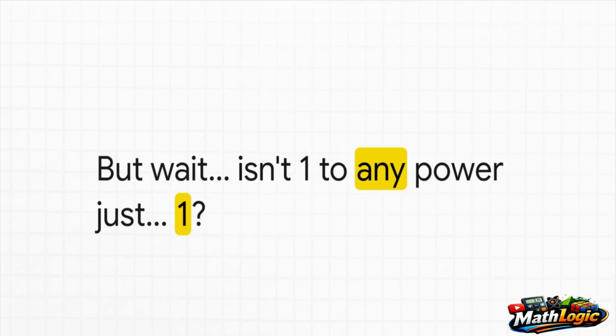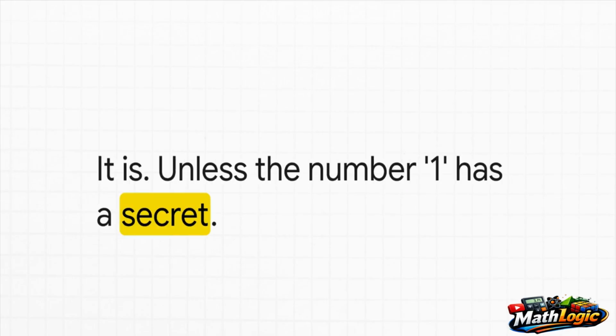1 to any power is just 1. And you know what? In the world of the numbers we use every day, the real numbers, you're 100% correct. This equation should be impossible. And it is impossible, unless the number 1 has a secret. What if that simple little number we take for granted has a hidden identity, a secret identity we can use to crack this thing wide open?